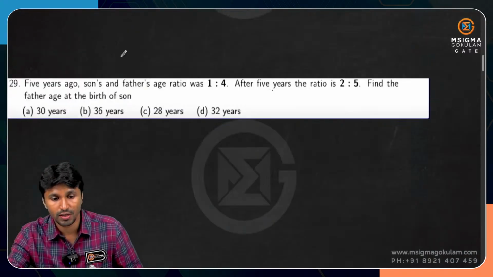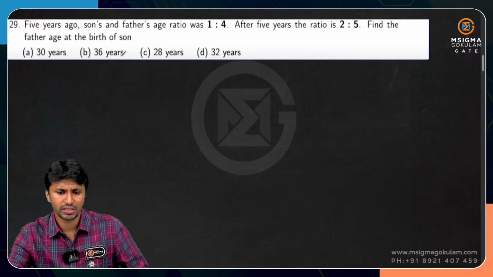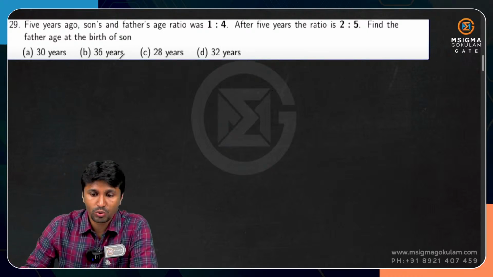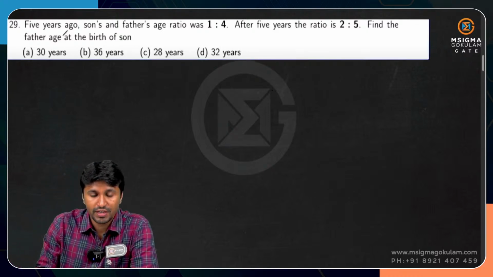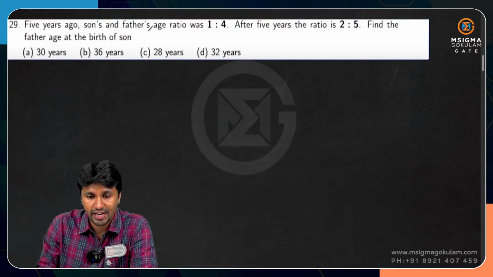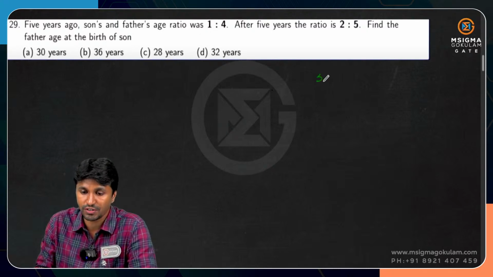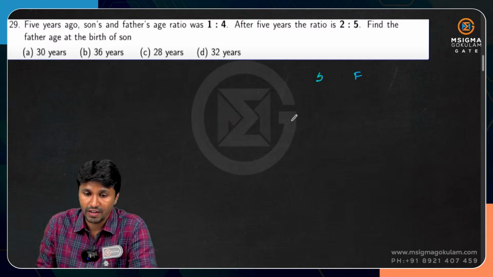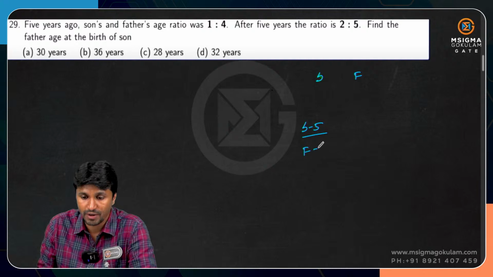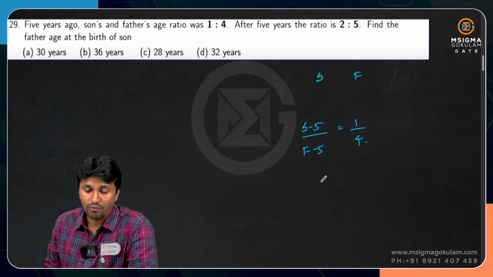Now let us move on to the next problem. This is nothing but the aptitude questions. Look at this one. The son's and father's age ratio was 1:4 five years ago. So if the present age of the son is S and the father is F, five years ago the ratio was 1:4. Therefore (S minus 5) divided by (F minus 5) is equal to 1/4.